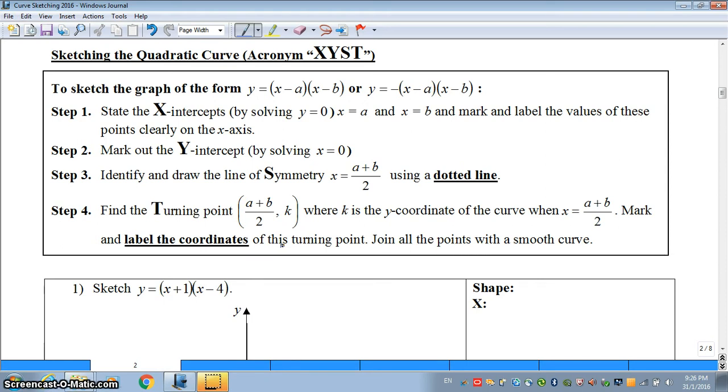What do they represent? It's basically the X-intercept, the Y-intercept, the line of symmetry, as well as the turning point. With these four steps in place, we will be able to do our curve sketching. But more importantly, we must always start off with a general shape in mind, what is expected of us. You can read the steps yourself, but I'm going to use the very first example to do my curve sketching on page 2.